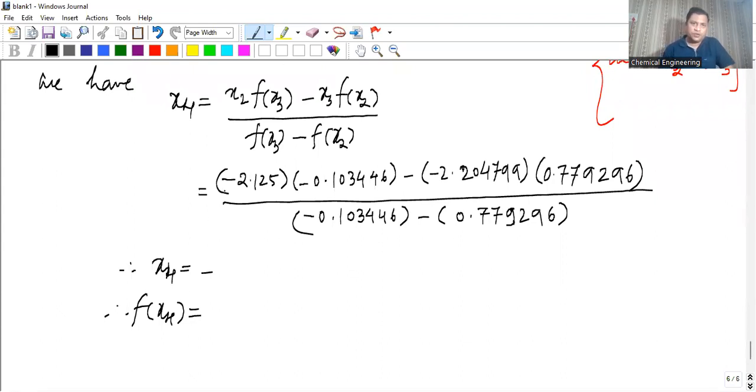What is the value of x4 you are getting here? Minus 2.195447. Okay, so f of minus 2.195447, that's what we have to calculate.